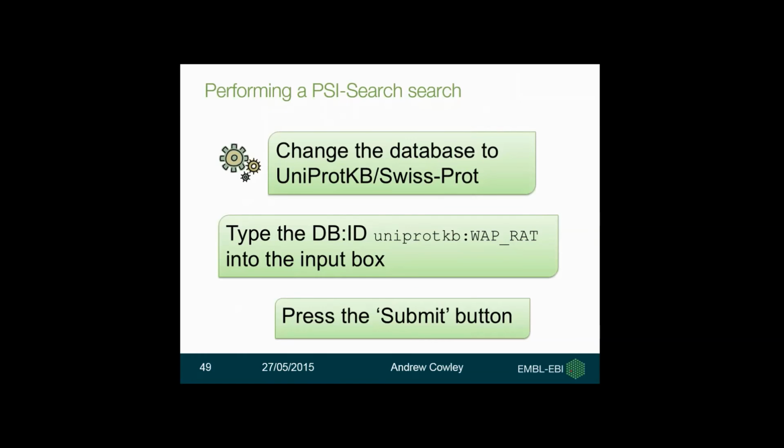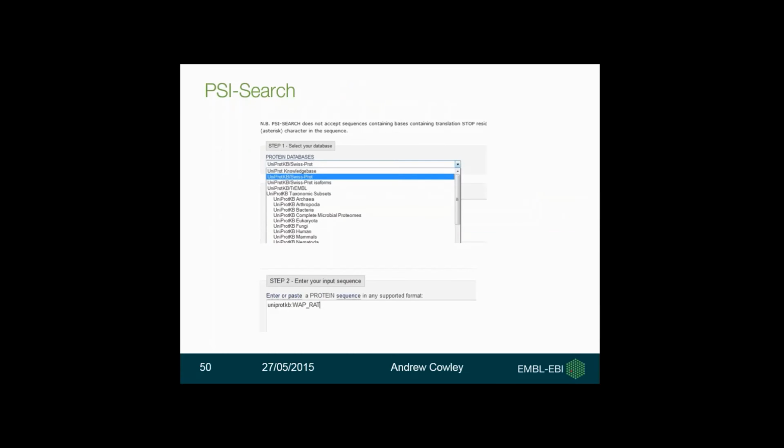So if you're following along, then again I recommend changing the database to UniProtKB/Swiss-Prot. Type in the DB ID of UniProtKB:WAP_RAT, and then press the submit button. Now searches with PSI-Search are a little bit slower. Before I say that, here's a screenshot of what that input would look like. So you can see we have a drop-down menu now for the database selection.